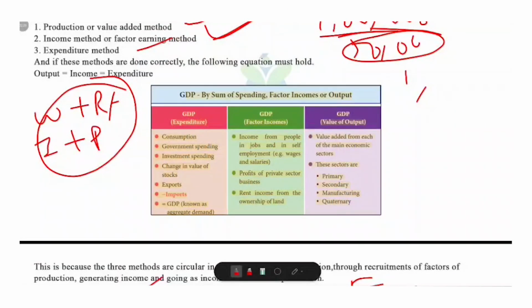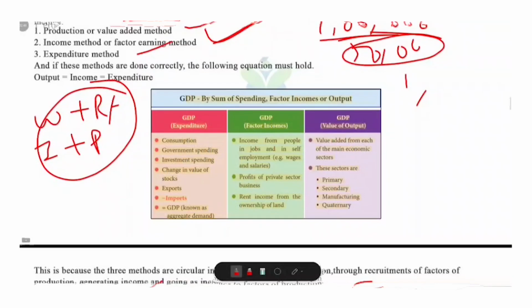Suppose for example workers earn 50,000, landowners they earn 10,000, firms earn profit of 40,000. So how can we calculate the GDP? This 50,000 plus 10,000 plus 40,000, that means 1 lakh rupees.